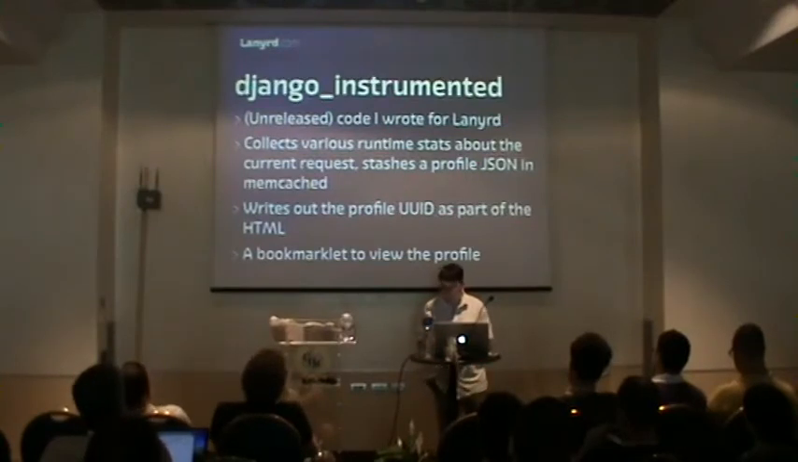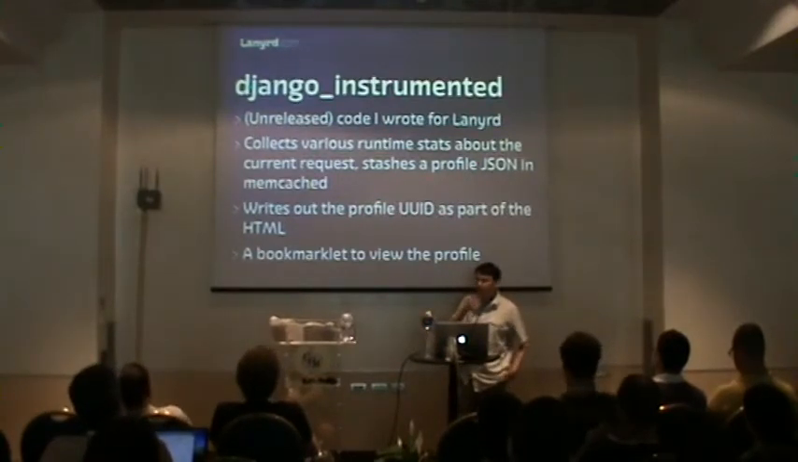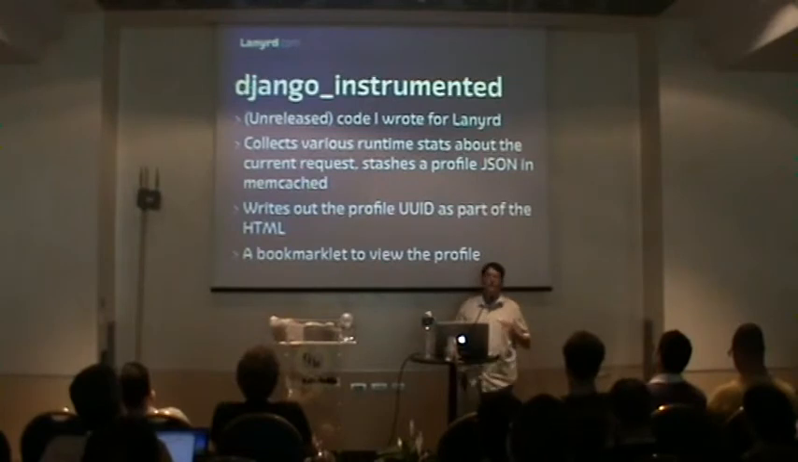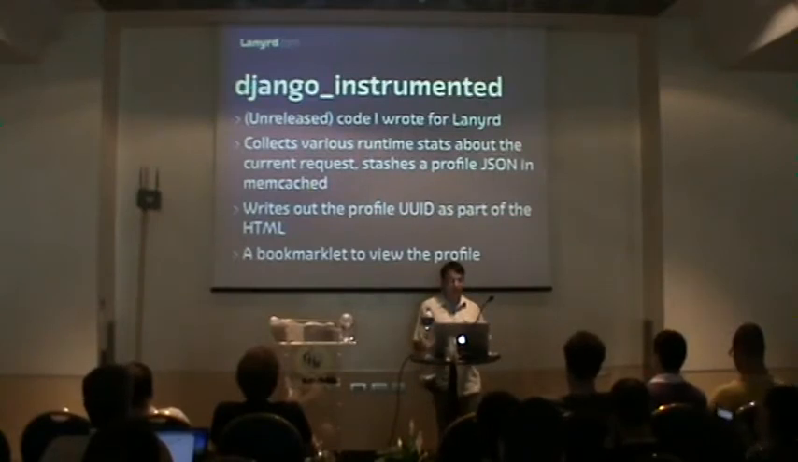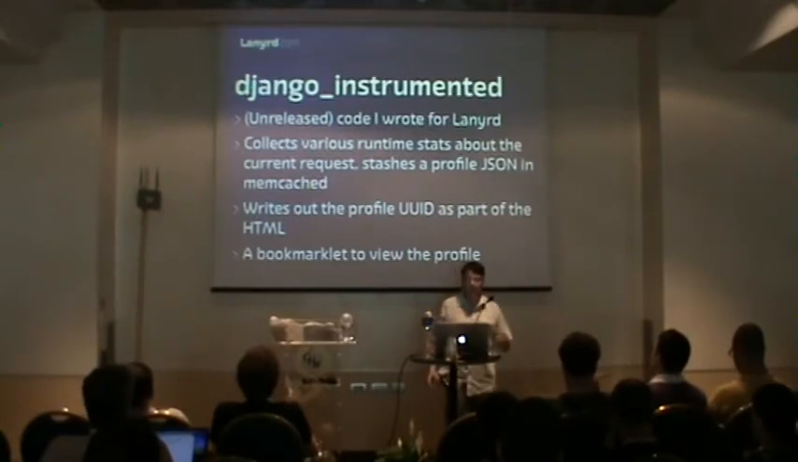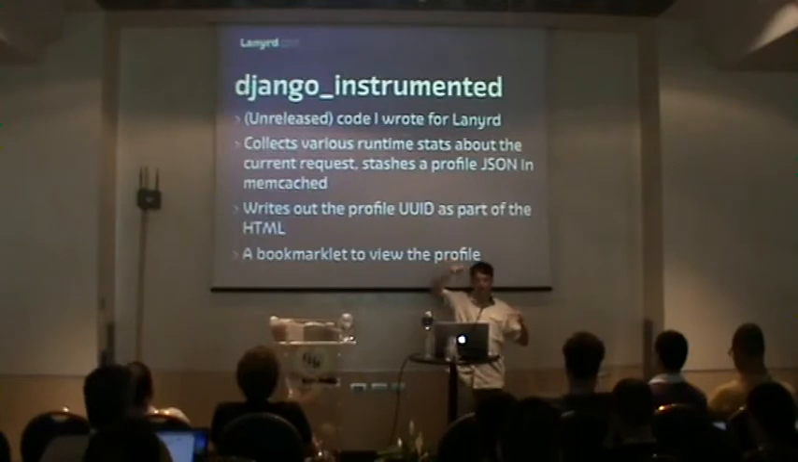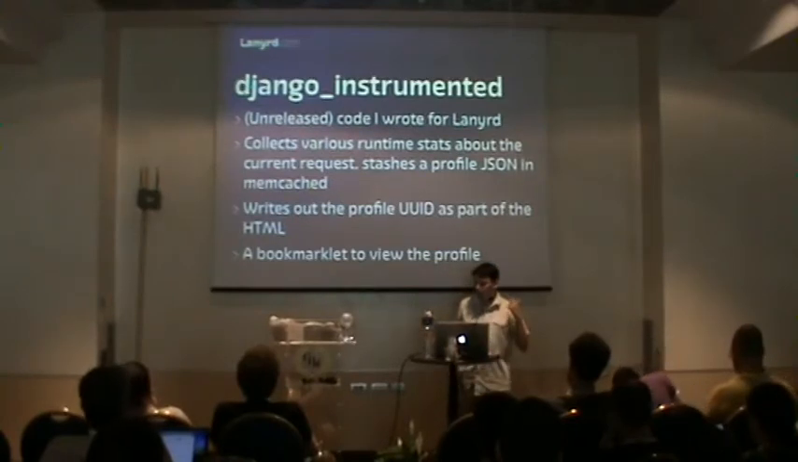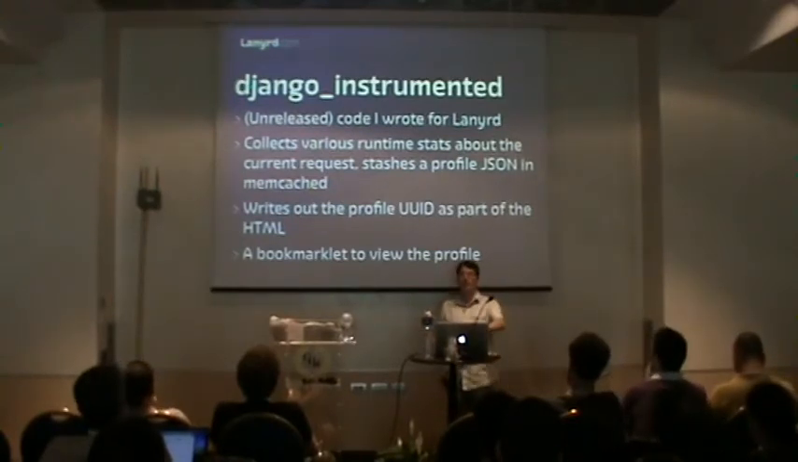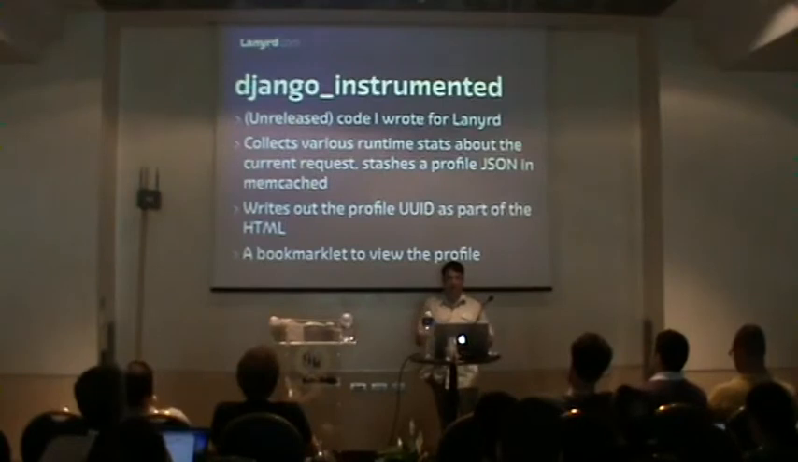Another piece of code, this is something I ended up writing myself. Really, I think it's interesting because it illustrates one of the possible approaches for making this stuff more available. I've called it Django Instrumented, but basically what it does is, while a request is running, it starts with a piece of middleware. It collects a whole bunch of different things about that request, so how long it took, whether any HTTP requests were fired off in the back end, various bits and pieces.